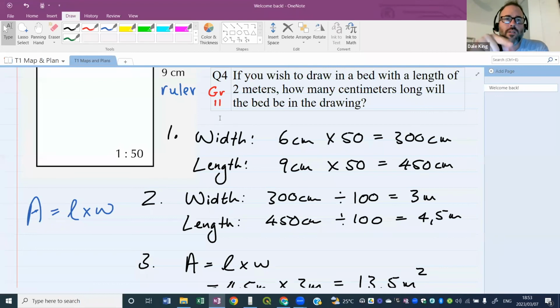But we can't put 2 meters onto this diagram. This is not a real world diagram. This is a shrunken down version of the real world. So they're saying it's a 2 meter bed in the real world, but you need to draw that onto this diagram, which has a scale of 1:50. So how long in centimeters must you draw this?